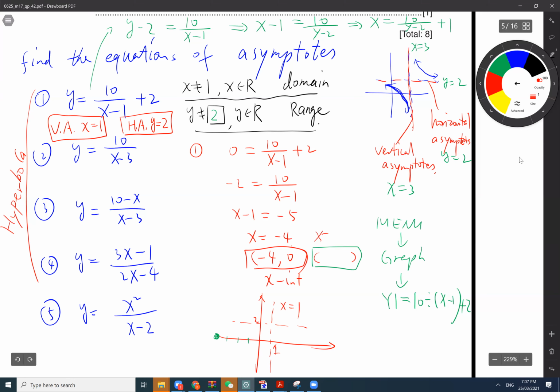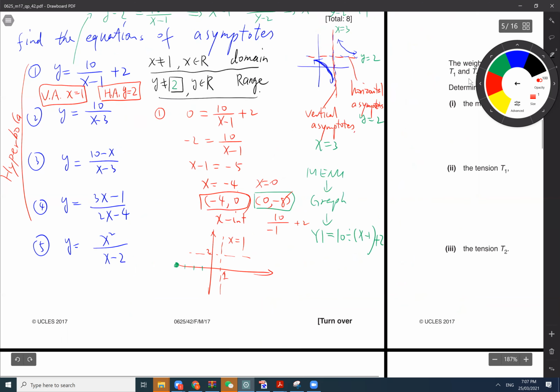We make x 0 to calculate the y-intercept. So it's 10 divided by -1 plus 2. Excellent. 10 divided by -1 plus 2, that's -8. Right? -8. So that's the y-intercept, which means it's down here. This is the y-intercept. And here is the asymptote.